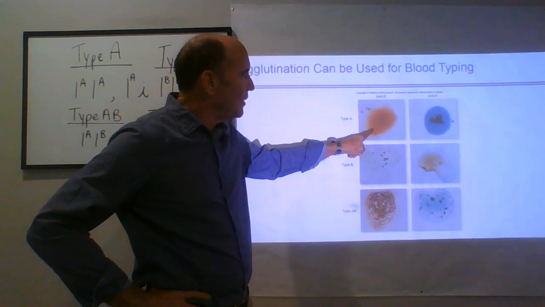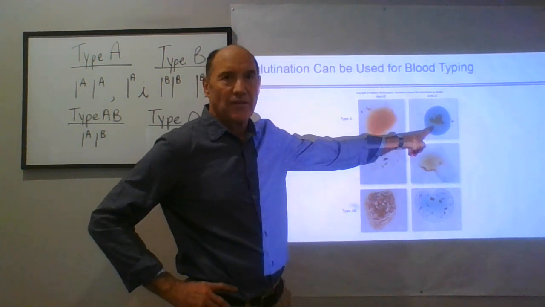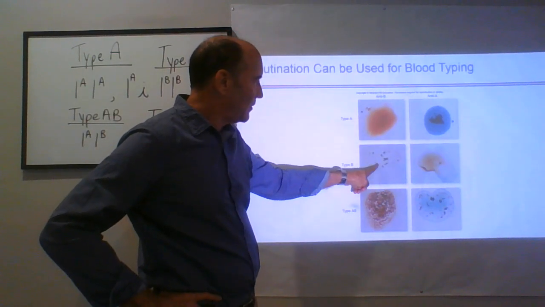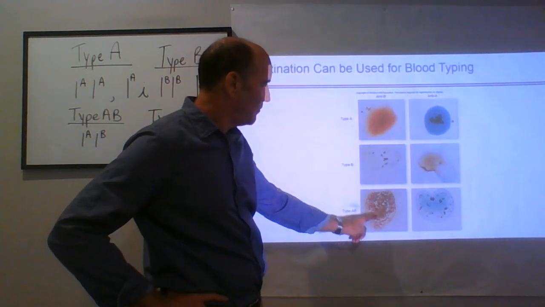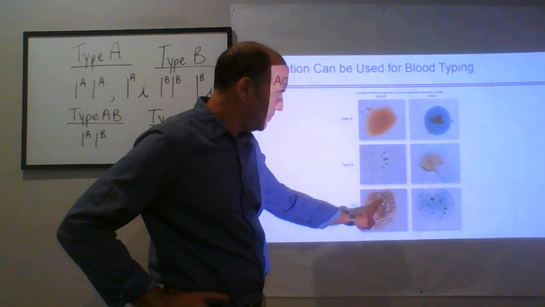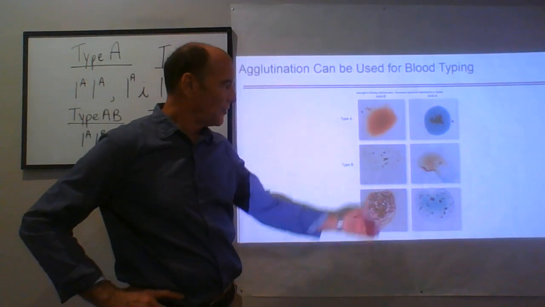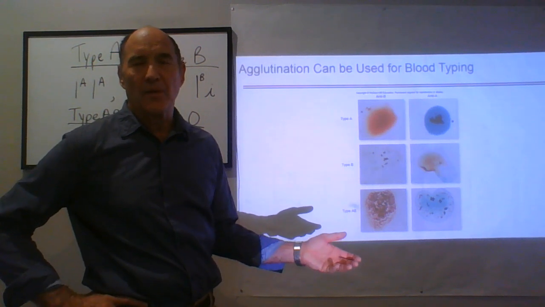There's no agglutination. There is agglutination there. That's the antibodies clumping up the red blood cells, sticking them together. That's got agglutination. That's no agglutination. There's agglutination, and that's agglutination there. Whenever, so this is blood that's been added anti-B or anti-A antibodies.